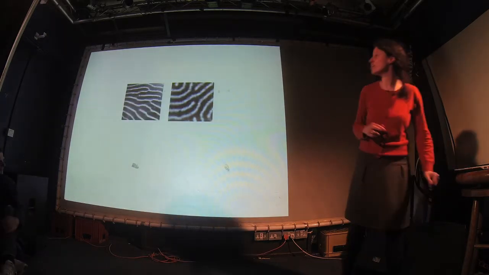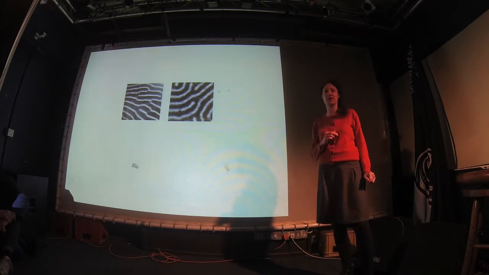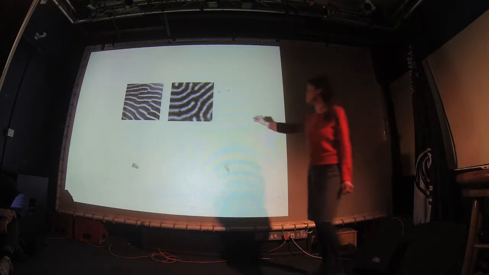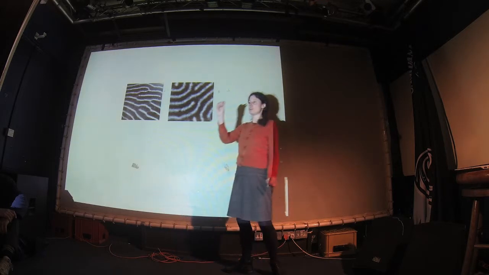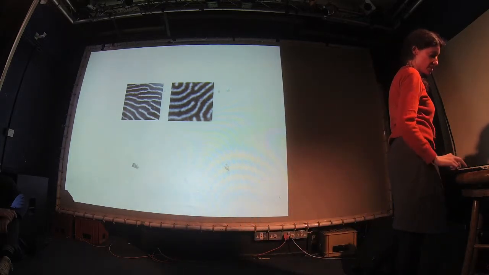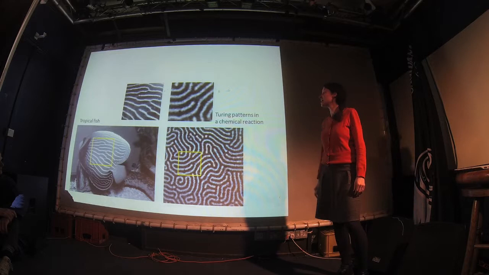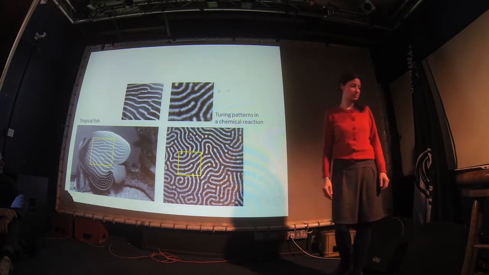The one on the left-hand side is an animal marking, and the one on the right-hand side is a chemical reaction in a lab. And I should say that probably this is about 100 microns, so this would be about 1/10 of a millimetre, so a tiny domain. This is blown up a little bit. So let's reveal what animal this is. The one on the left is a fish. And the one on the right is this chemical reaction performed in the lab in a special reactor.